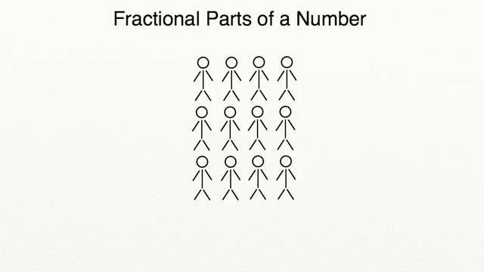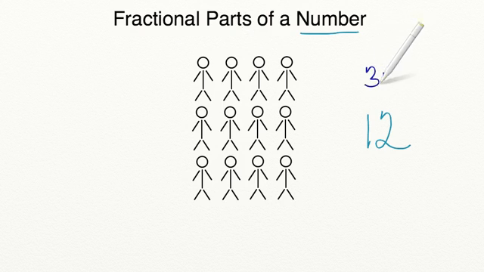We are going to begin today using the diagram on the screen below. We have 12 students in this diagram. 12 is going to be our whole number. Our fractional part of the number is going to be 3/4. We're going to say that 3/4 of our students in this group are girls. And I want you to tell me how many girls we have in this group.